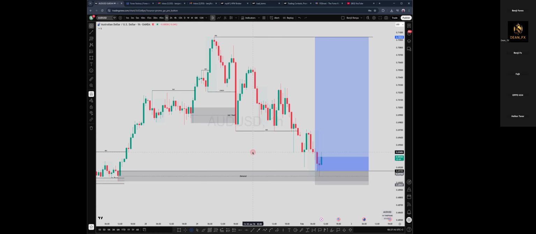So I don't want to go and analyze gold. I'll share the setups later on during the New York session. Gold is very volatile currently this morning. I woke up in the morning, I was looking for buys.